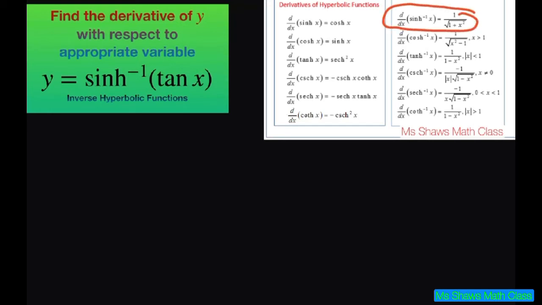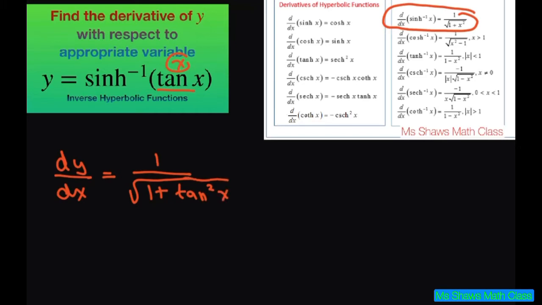So when you differentiate, you're going to get the derivative of y with respect to x equals, we're also going to use our chain rule. So this is going to be 1 divided by the square root of 1 plus your x squared. This is your x, so this is going to be tan squared of x. You know these are the same. If you have tan x squared, that's the same as this.